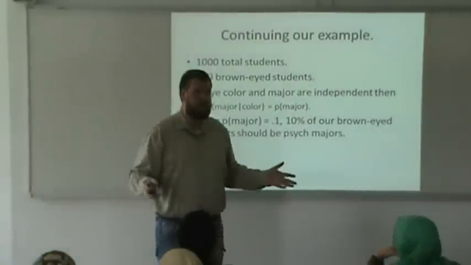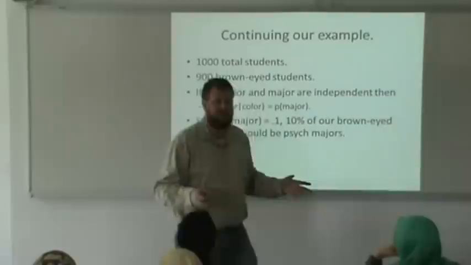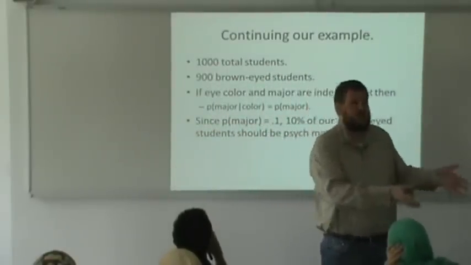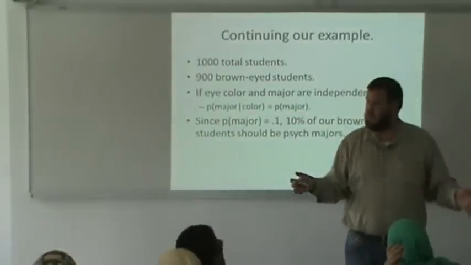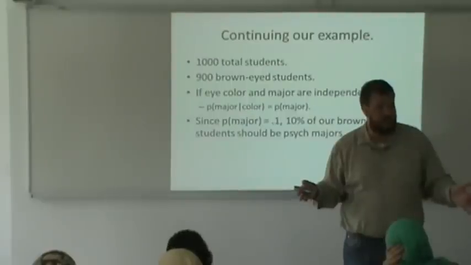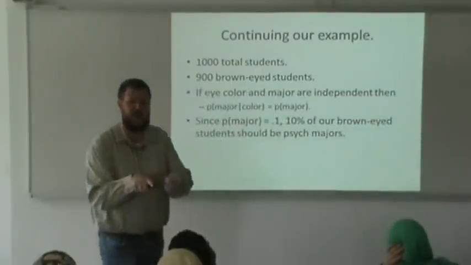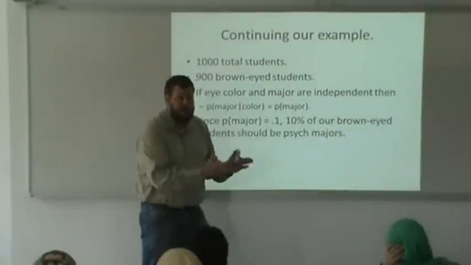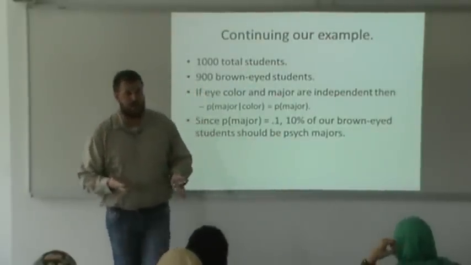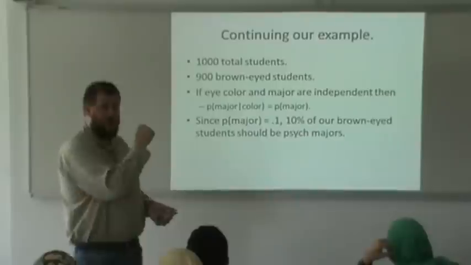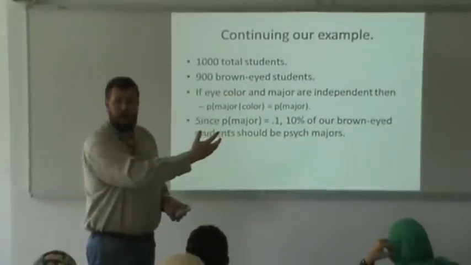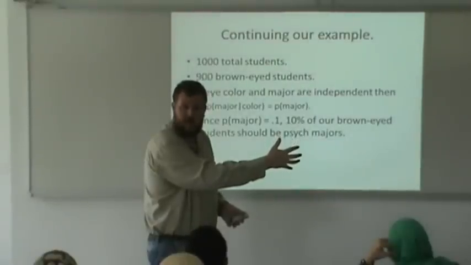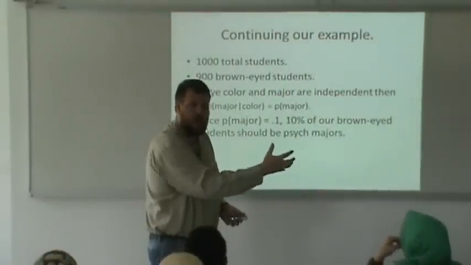10% of the brown-eyed students should be psych majors. 10% of other things that are independent of majors. Religion. Percent of atheists that are psych majors should also be the percent of psych majors, right? So this is where the conditional probability came in. So within the brown-eyed students, 10% of them should be psych majors. If we think about the conditional probability, probability of psych given brown-eyed equals probability of psych if they're independent, and we said that these were, right? This means that 10% of our brown-eyed students are psych majors.